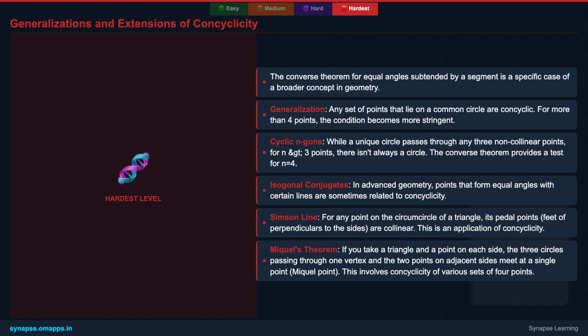Our theorem provides a powerful test for the 4-point case. This idea of concyclicity is generalized in higher geometry, leading to concepts like the Simpson line, where pedal points from a point on a circumcircle are collinear, or Michel's theorem, which involves the concurrency of multiple circles formed from a triangle. These advanced theorems often rely on repeated applications of basic concyclicity principles, demonstrating how fundamental this concept truly is.